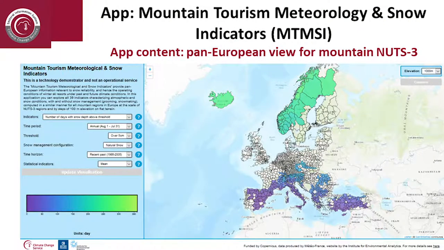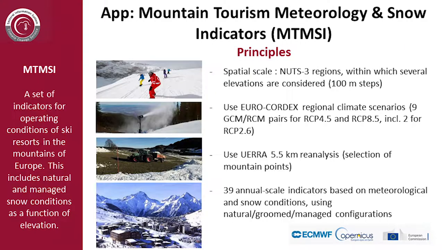I work in Grenoble in the mountains, and we have developed a tool to map and to visualize the impact of climate change on the conditions of the snowpack in the mountains, with and without snowmaking, with and without grooming. That is something that is relevant for the impact of climate change on ski tourism in the mountains of Europe. Here I'm giving a very short tour of what the application is capable of.